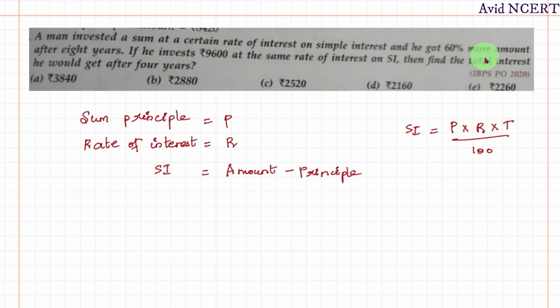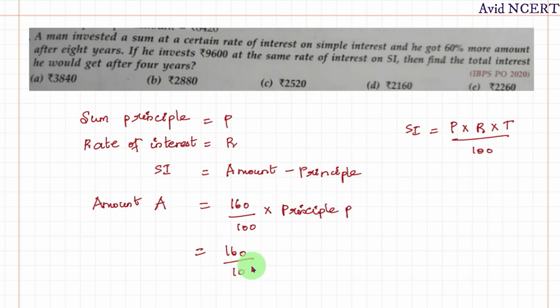And he got 60% more amount after 8 years. So the amount he got, that is A, equals 60% more, which is 160%. So 160 by 100 times the principal P. So we can take it as 160 by 100 times P. Before going to the next set of data, let's first solve this. SI is amount minus principal. Therefore, amount is 160 by 100 times P, minus principal, which is just P.